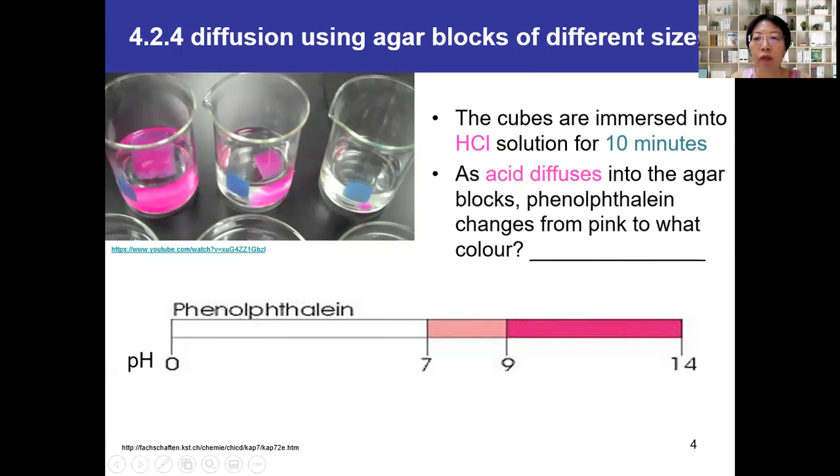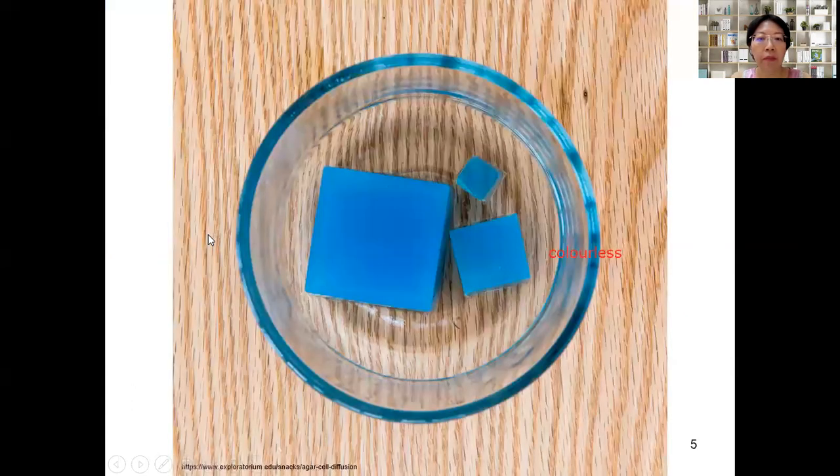So as an acid diffuses into the agar blocks, phenolphthalein will change from pink to colorless. Please write that into your notes, colorless, and you can also explain why. Now, this is to show you how it will change.